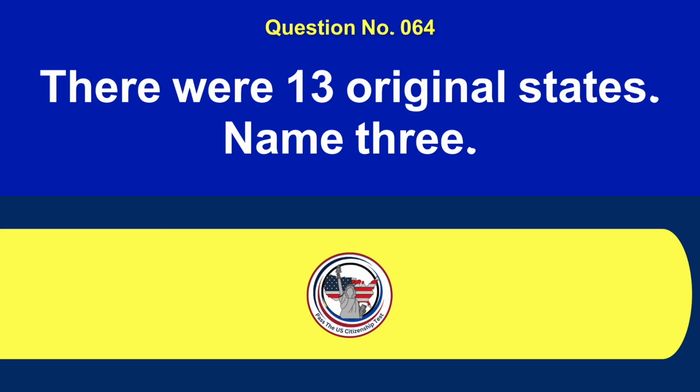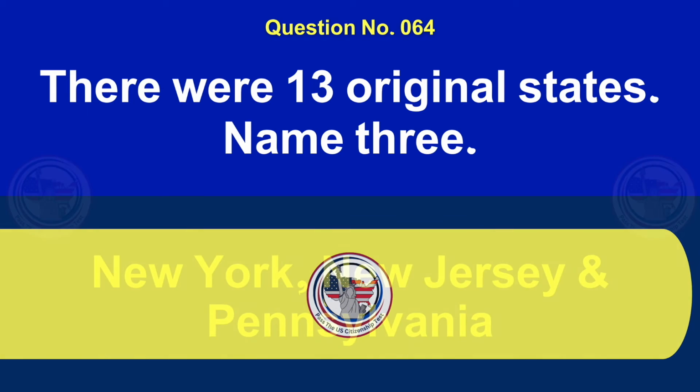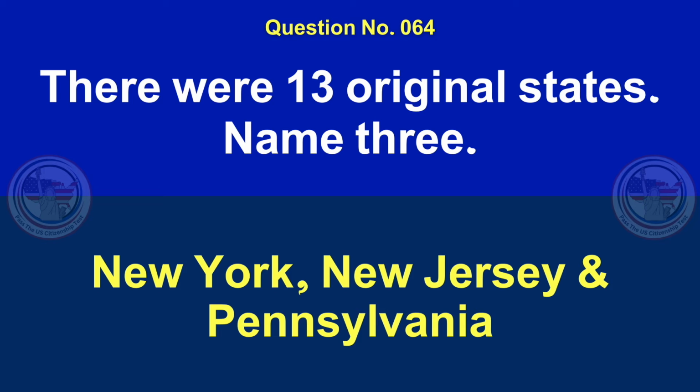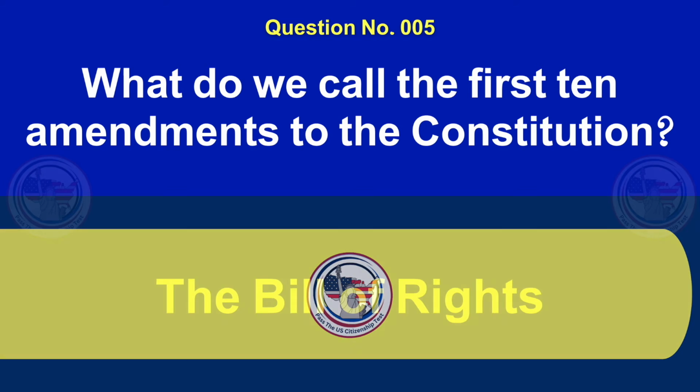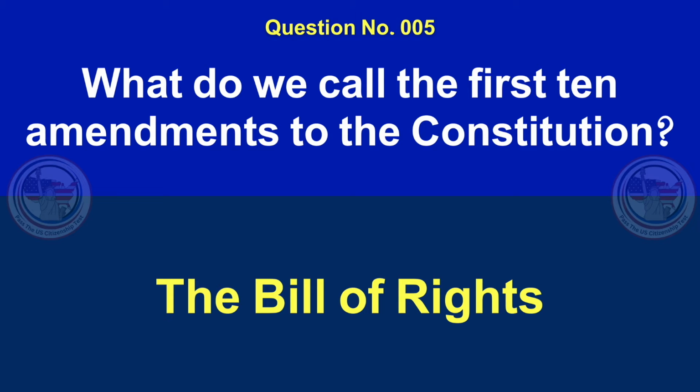There were 13 original states. Name 3. New York, New Jersey, and Pennsylvania. What do we call the first 10 amendments to the Constitution? The Bill of Rights.